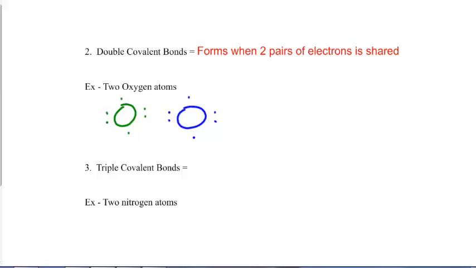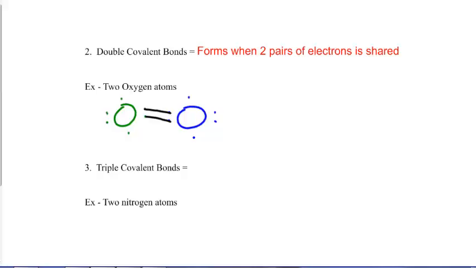In a double covalent bond, there are 2 pairs of electrons being shared. 2 oxygen atoms will form a double covalent bond. You can see here that each oxygen starts with 6 valence electrons. Notice that I know they're going to share 2. I put the 2 green dots facing these 2 blue dots. That's because I'm just going to draw 2 lines connecting green to blue, green to blue. Again, I should always be able to count 8, or an octet, around a single atom. 1, 2, 3, 4, 5, 6, 7, 8. I could do likewise with the blue one.